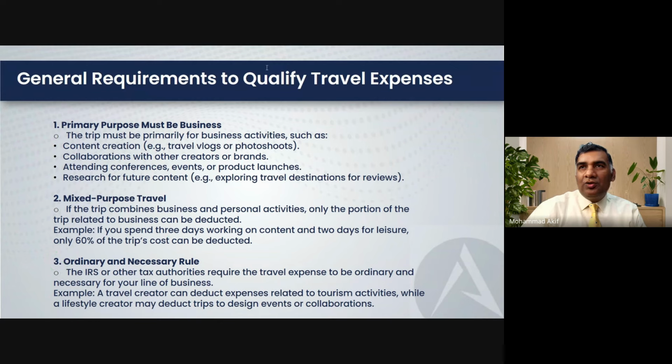The third one is the ordinary and necessary rule. They want this to be part of your work. Technically, it is part of your work and not just happening sporadically. So this needs to be there, and it must be required for your work. That's the third category. All right, let's get to the next screen.